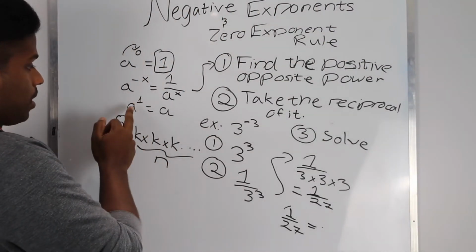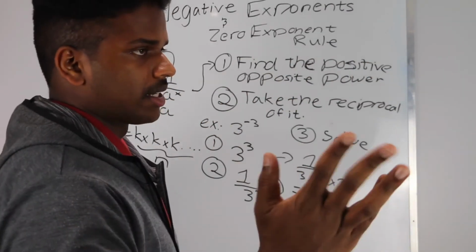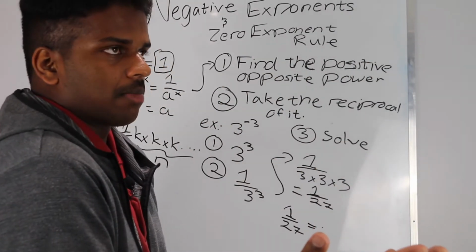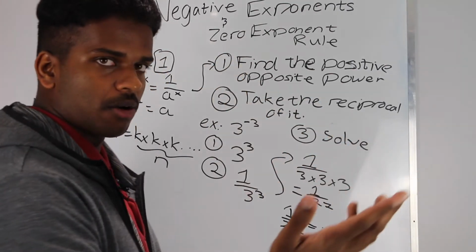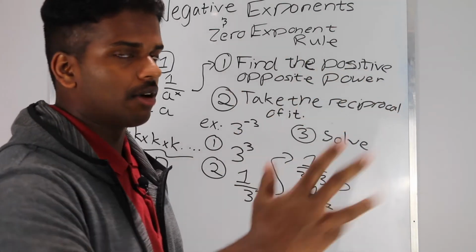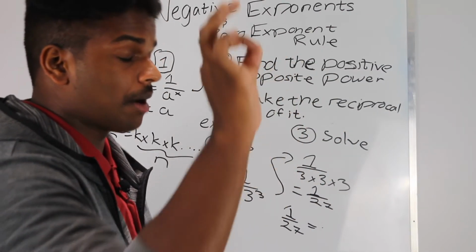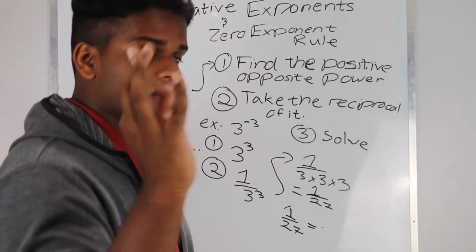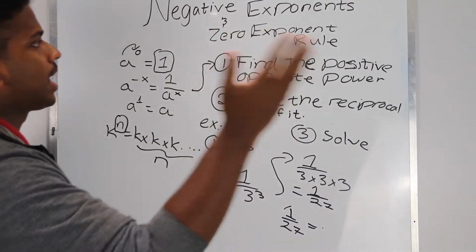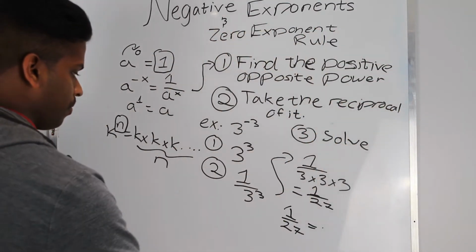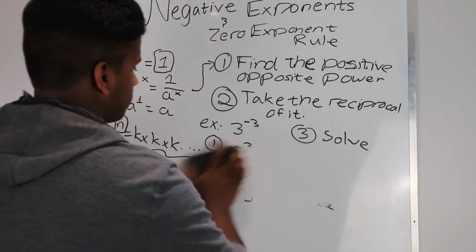Also I want to make one more thing clear. Any number that is raised to 1 is just the number itself, because you don't have any other number to multiply it with. So 3 to the power of 1 equals 3. I just wanted to make that clear. So this is negative exponents, and this is the zero exponent rule. But I just want to show you how we get here.